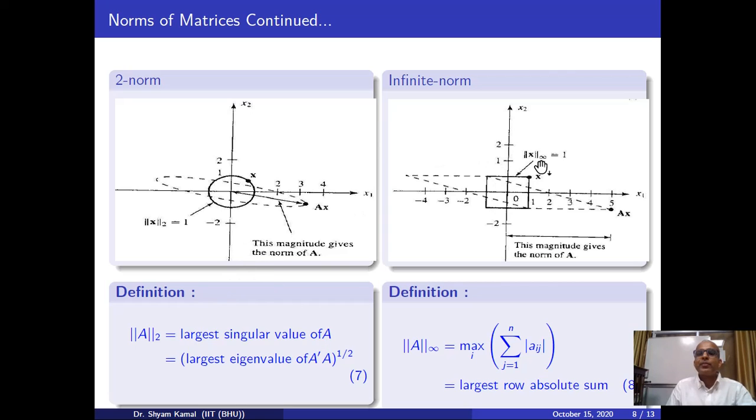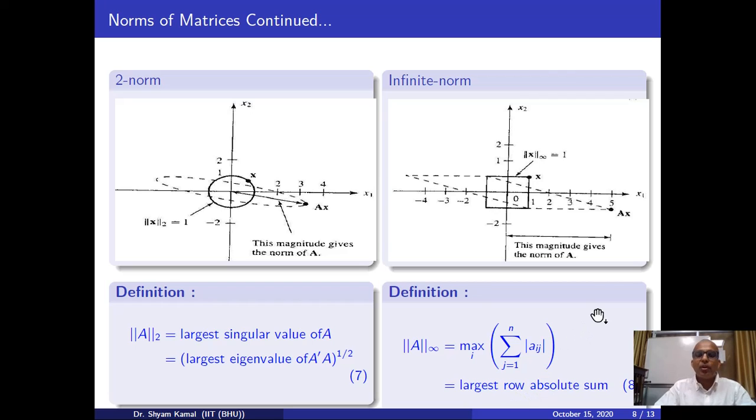Similarly, the infinity norm: how do we calculate the infinity norm? We take the maximum of |xi|. Here xi is x1 and x2, and it is possible to show that the induced norm is nothing but the largest row absolute sum. So in place of the A 1 norm, where we calculate the largest column sum, here we just replace it with the largest row sum.